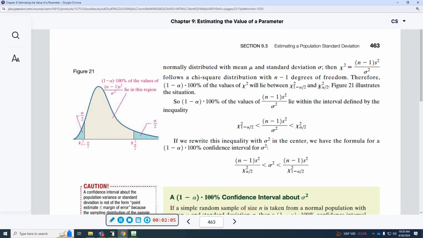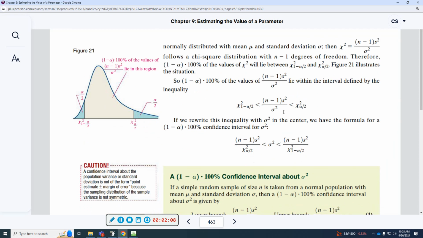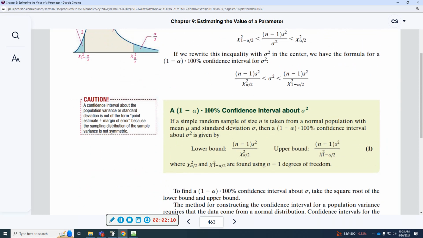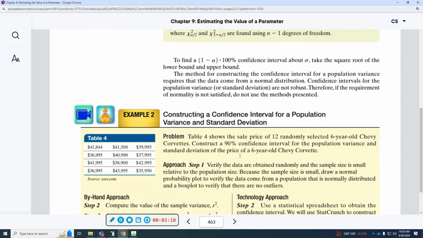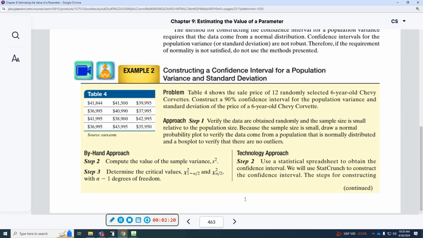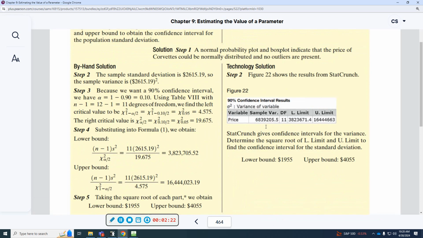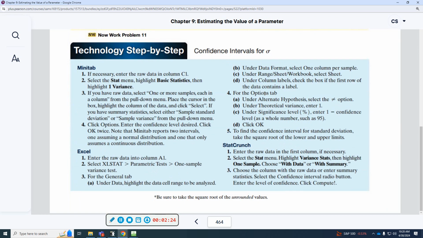Here are just some more computations showing you how to make the confidence interval for the population variance, lower bound and upper bound. Again, we're going to be using StatCrunch to compute most of this. I go through an example showing you step by step, and then directions for StatCrunch. All right, so let's jump into it.